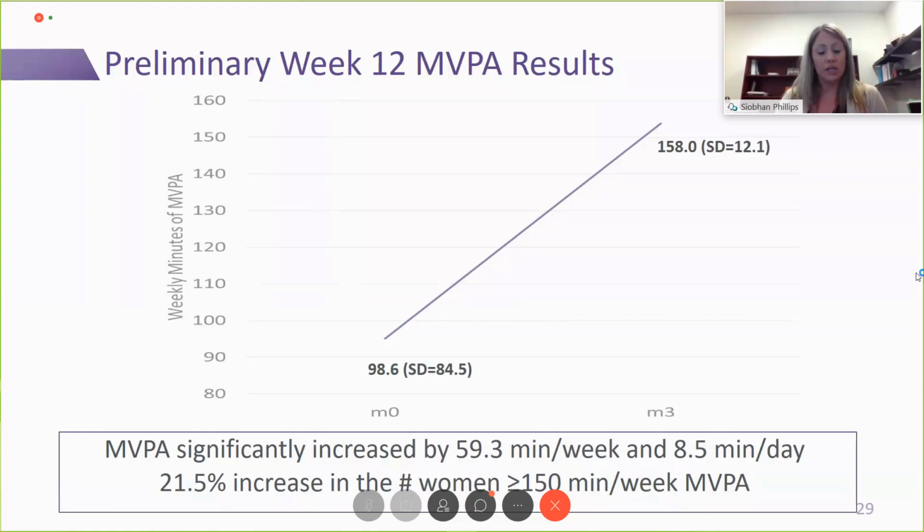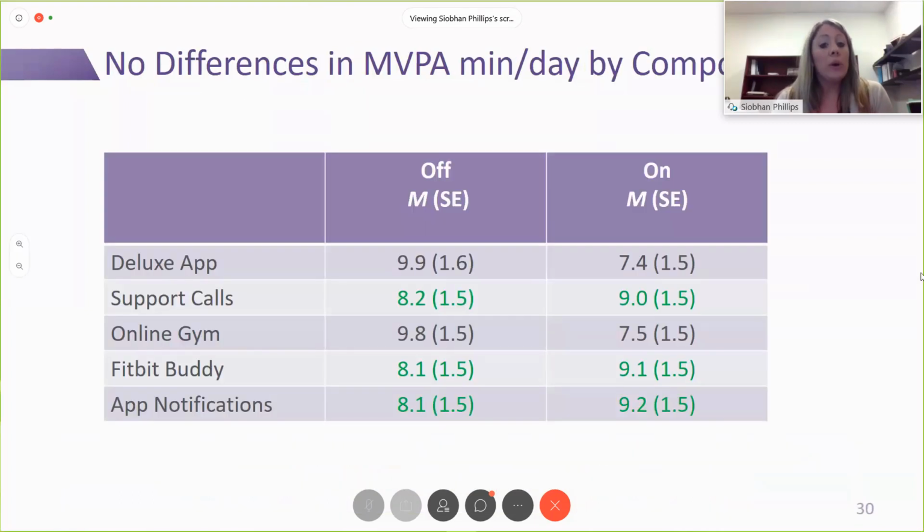So overall, this was encouraging and very promising considering we never saw these people. They just used our app or whatever other components they got, and our intervention was relatively low touch compared to that. But when we looked at the main effects and interaction effects of the 5 intervention components using an intention to treat ANOVA, controlling for accelerometer wear time, we find that none of the on levels of the components are superior to the off levels.